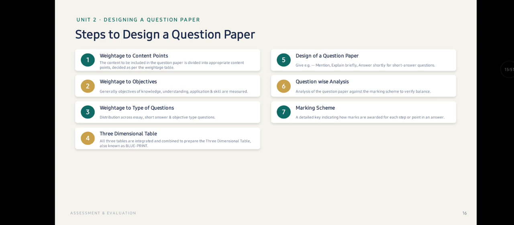Fifth is design of a question paper. Example: mention, explain briefly, answer shortly for short answer questions. Sixth is question-wise analysis: analysis of the question paper against a marking scheme to verify balance. Seventh is marking scheme: a detailed key indicating how marks are awarded for each step or point in an answer.